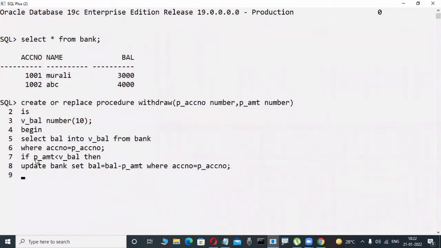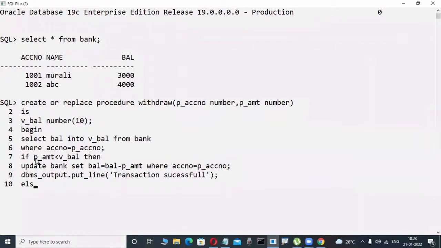Here I am writing some message, the same as in Java. Some messages I try to display: your transaction is successful. Transaction successful. Don't worry about this one, just observe it here.